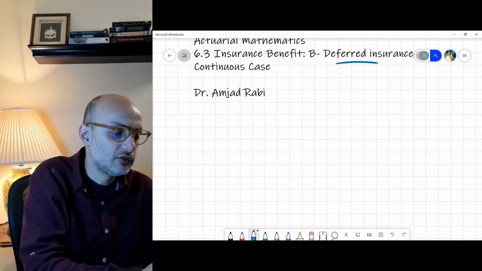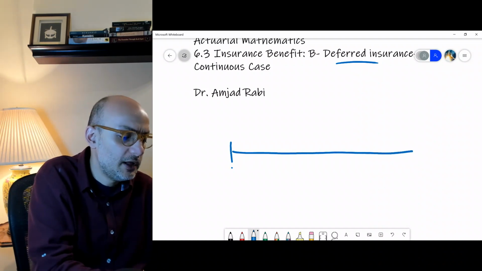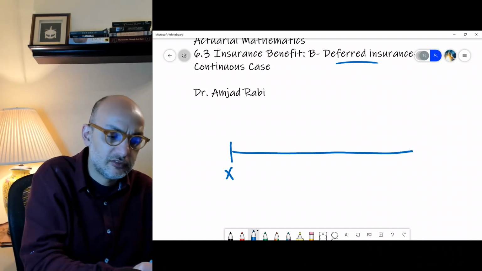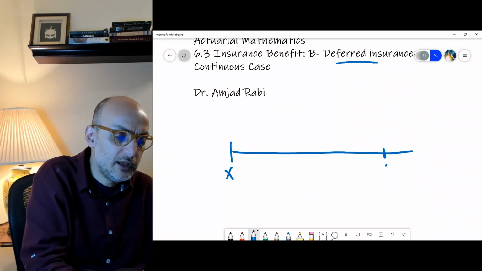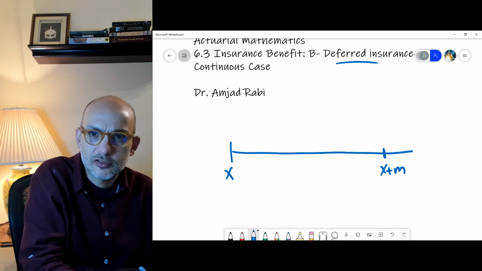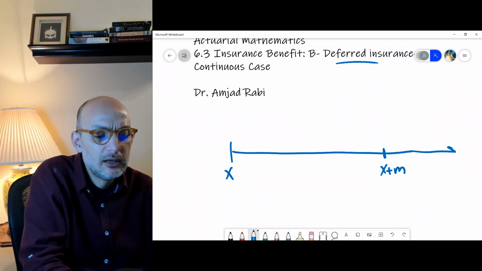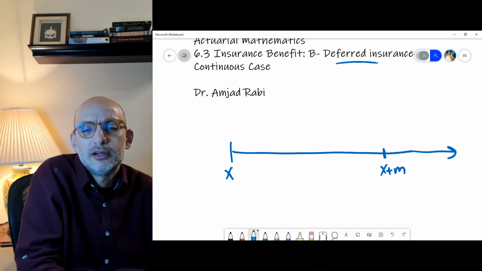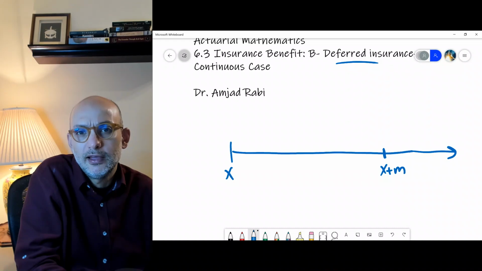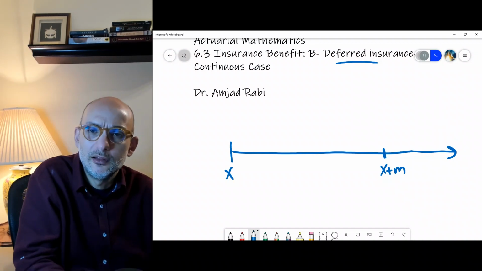With deferred insurance, the basic idea is that you have a life aged x and you want the insurance to start at x plus m. You don't want it to kick-start now. Why? Maybe somebody is considering employment in a high-risk country. He or she accepted the job offer, but it will start in a year or 2 years from now.